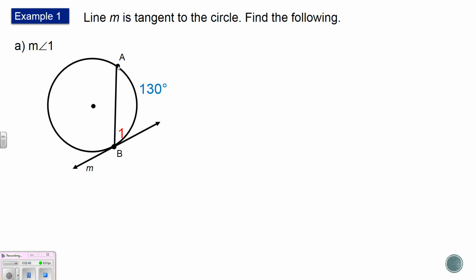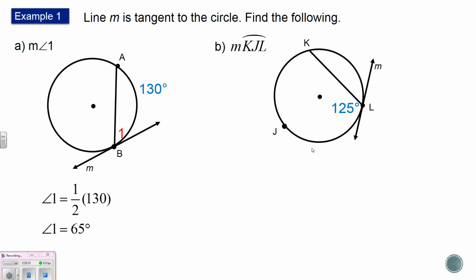All right, so give this a shot. If I give you this arc, AB is 130, what is the measure of angle 1? And I'm hoping you just took half of that and said it was 65 degrees. Next question, we have this tangent and this chord, and the tangent chord angle is 125. So what is the measure of arc KJL? I'm hoping all you did was double the 125 and you get the 250 degrees.